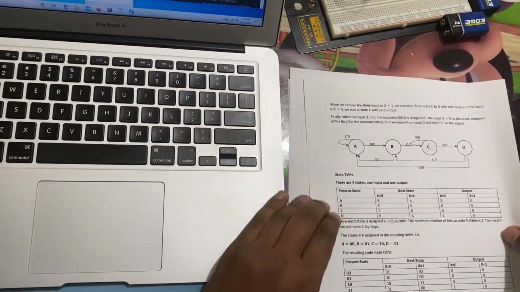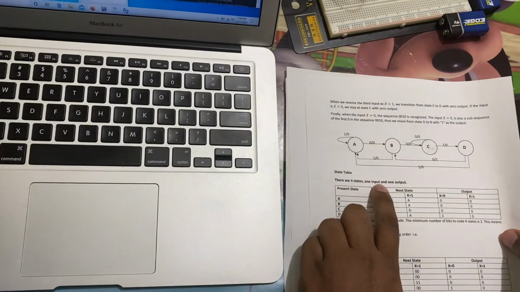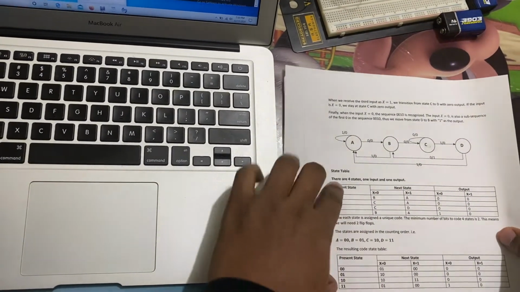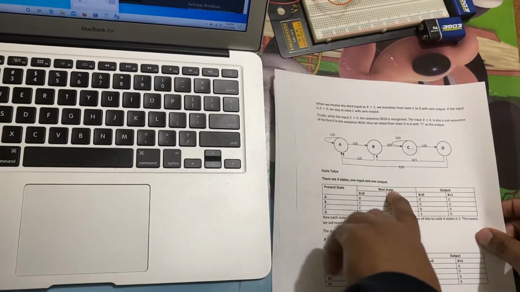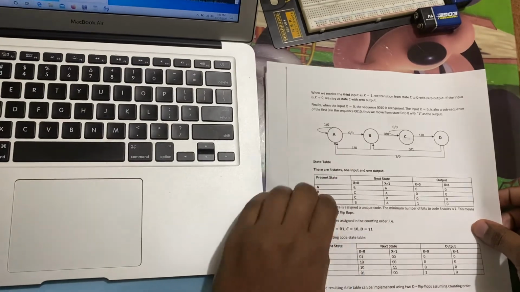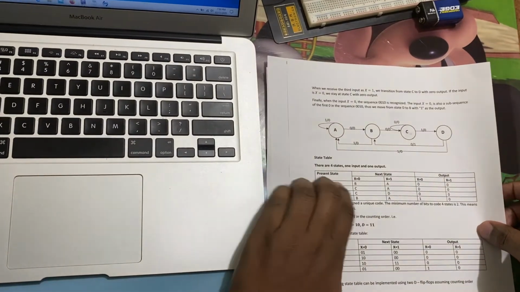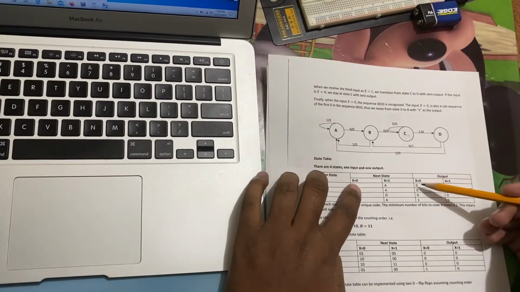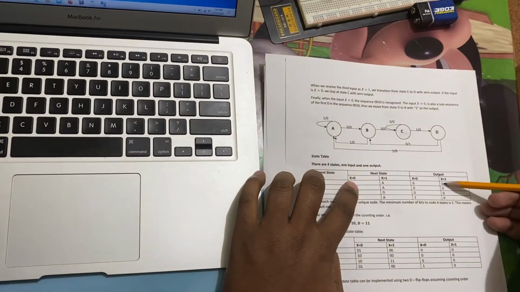From there, as you can see, there are 4 states. One is my output, my present, my next. This is the implementation of this. As you can see, from A to B, we have 0 with our input as 0.